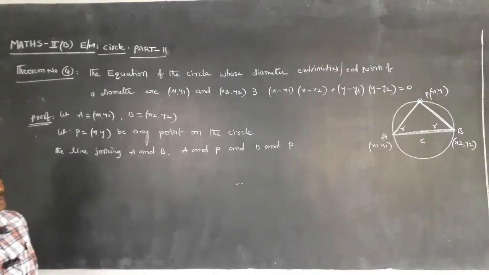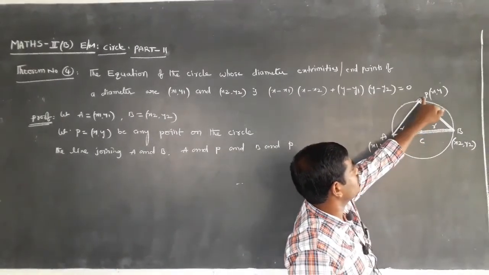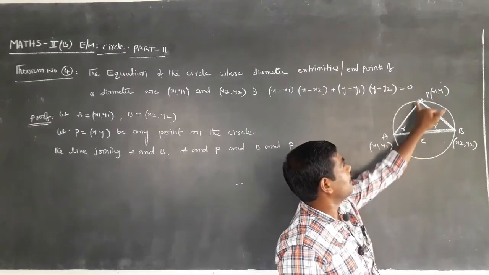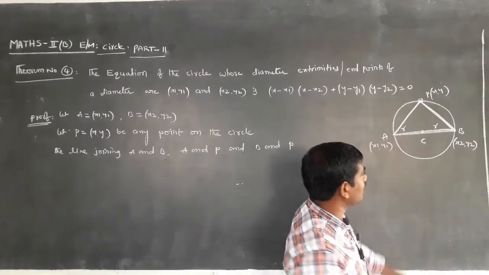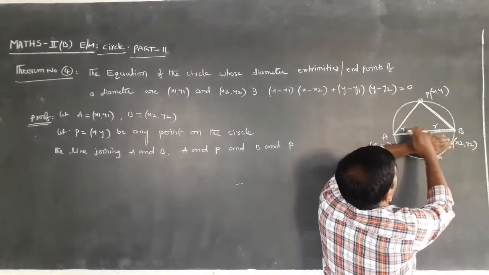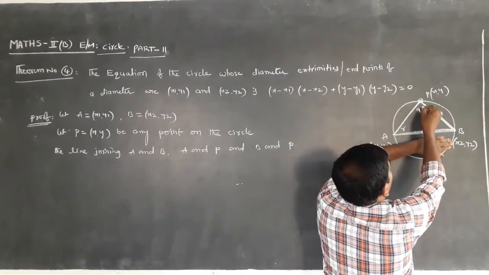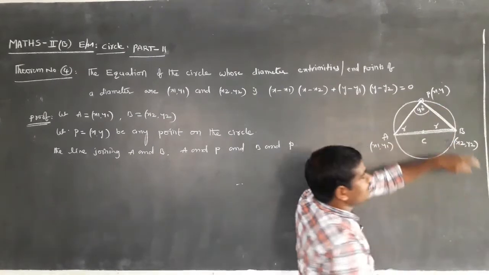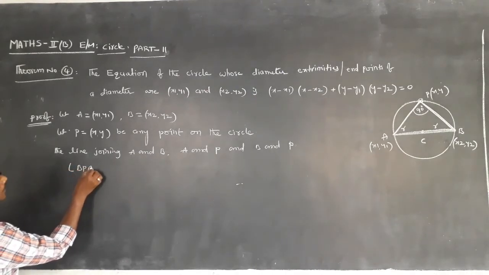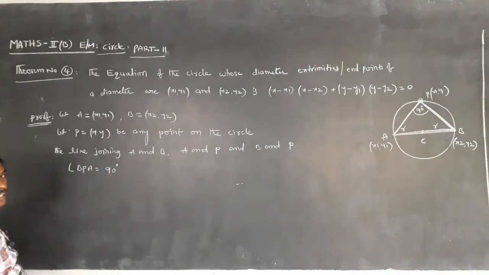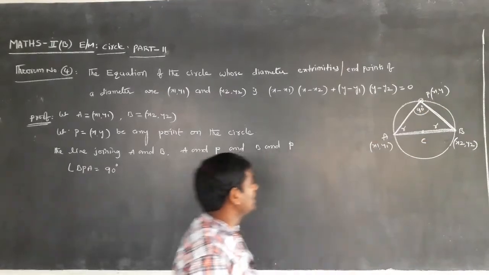Here APB is the triangle formed by the lines joining A and B, A and P, and P and B. This is a semicircle. The internal angle of a semicircle is 90 degrees. Here angle BPA is equal to 90 degrees.